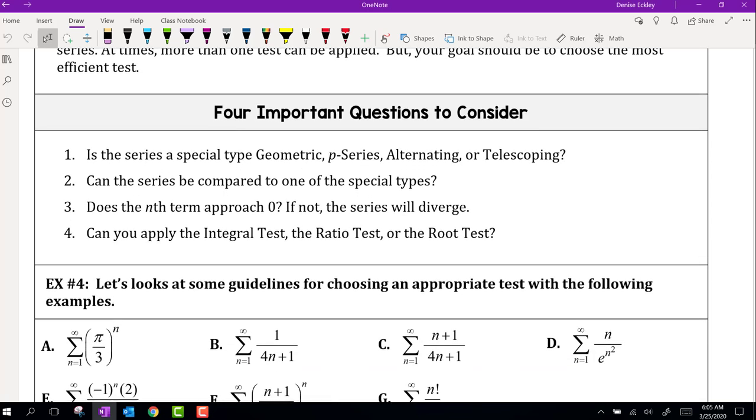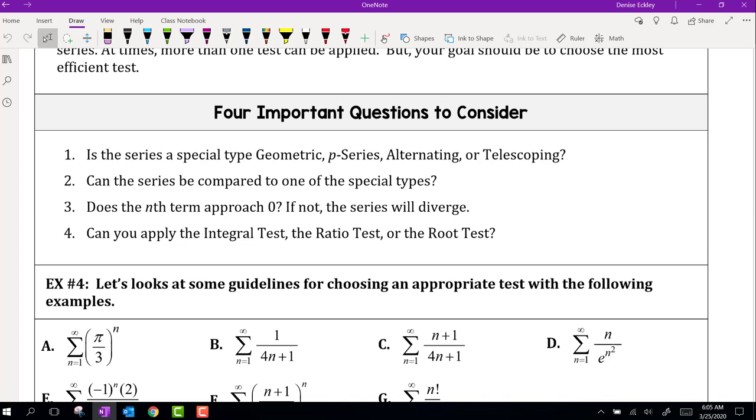First, is the series a special type? Because those are easy. Is it a geometric or p-series, an alternating series, or a telescoping series? Second, can the series be compared to a special one? Then you can use the comparison test or the limit test. Number 3, does the nth term approach 0? If not, then you can say it diverges. You can't say by that test that the series converges, but if you're trying to determine if it diverges, the nth term test will be very useful.